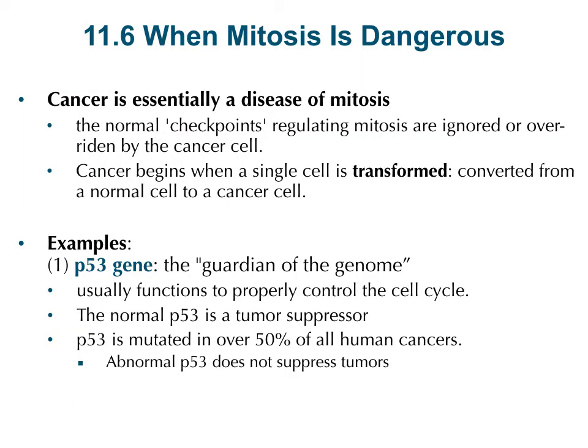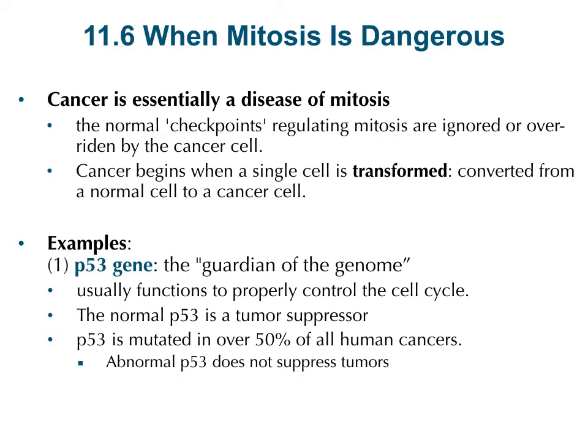Yuck. Hate cancer. Cancer is essentially a disease of mitosis. It occurs when cell mitosis goes awry. Cancer begins when a single cell is transformed or converted from a normal cell to a cancer cell. All the normal checkpoints that regulate mitosis are ignored or overridden by the cancer cell. And we started to discuss P53.